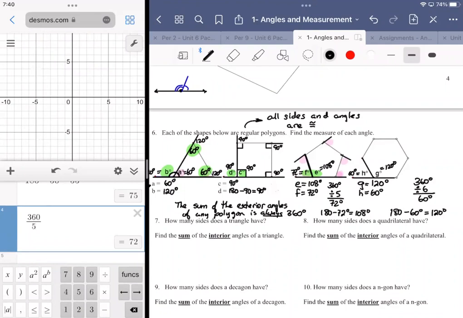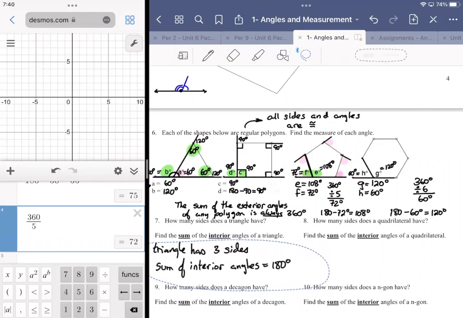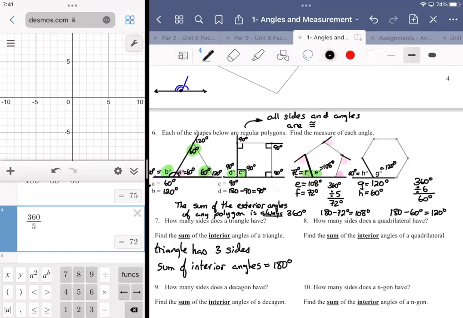How many sides does a triangle have? A triangle has 3 sides. The sum of the interior angles of a triangle is 180 degrees. That's something that we knew. We knew in some cases because I told you, but in other cases maybe you knew it already. All right, the quadrilateral has 4 sides.